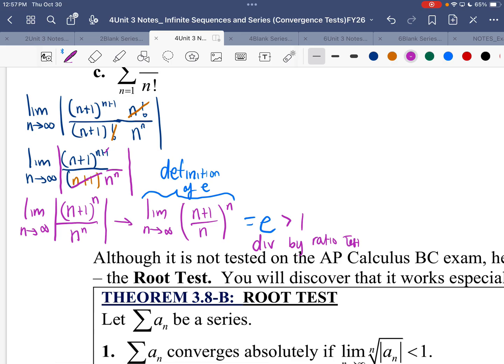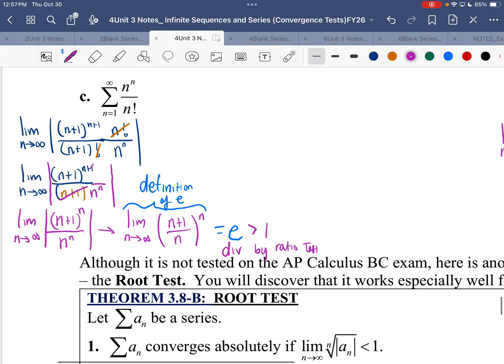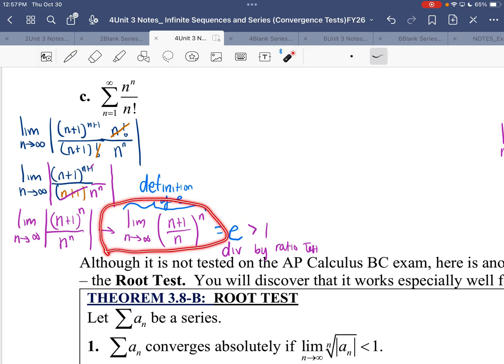Huh? Yeah, but E came from this limit of n plus 1 over n to the n, as the natural base. How is this used for logs? Huh? So how is this used for logs? They have an inverse relationship.